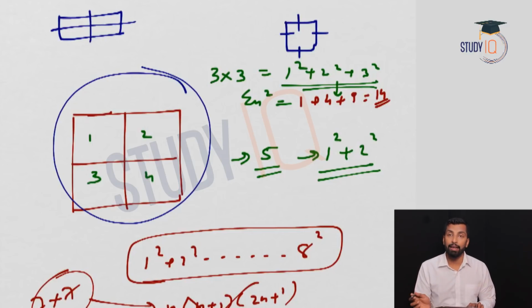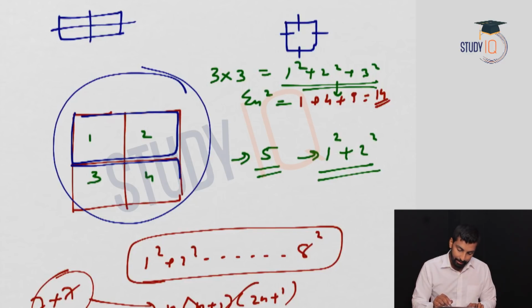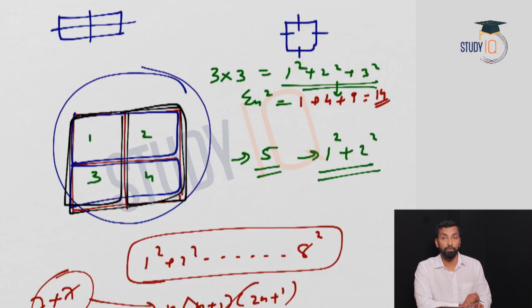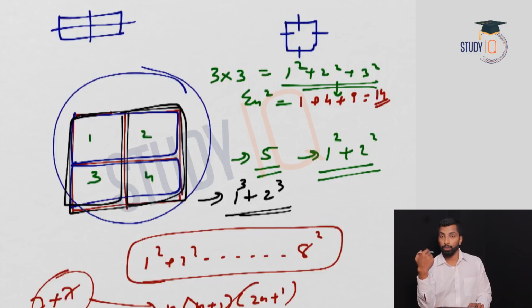So 1, 2, 3, 4 rectangles. Then after that you can get this rectangle, you can get this rectangle. So 6. Then you can get this as a rectangle, then you can get this as a rectangle. So you got 8. Then the bigger square is also another rectangle, 9. So the number of rectangles, if you see, is 9. Now if I ask you why you got this 9, you will tell me 1 cube plus 2 cube. This is a higher level of understanding. So 1 cube plus 2 cube, you got 9.